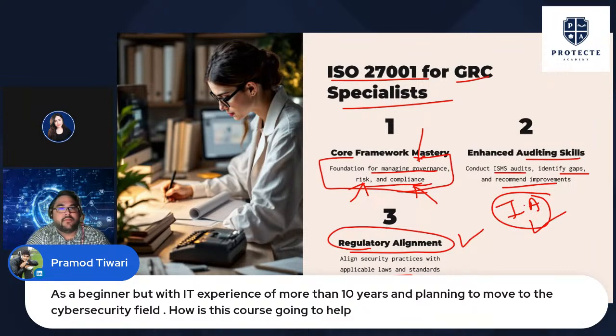Right, beautifully explained. And you have also wonderfully designed this course in such a manner that it is beginner friendly as well.